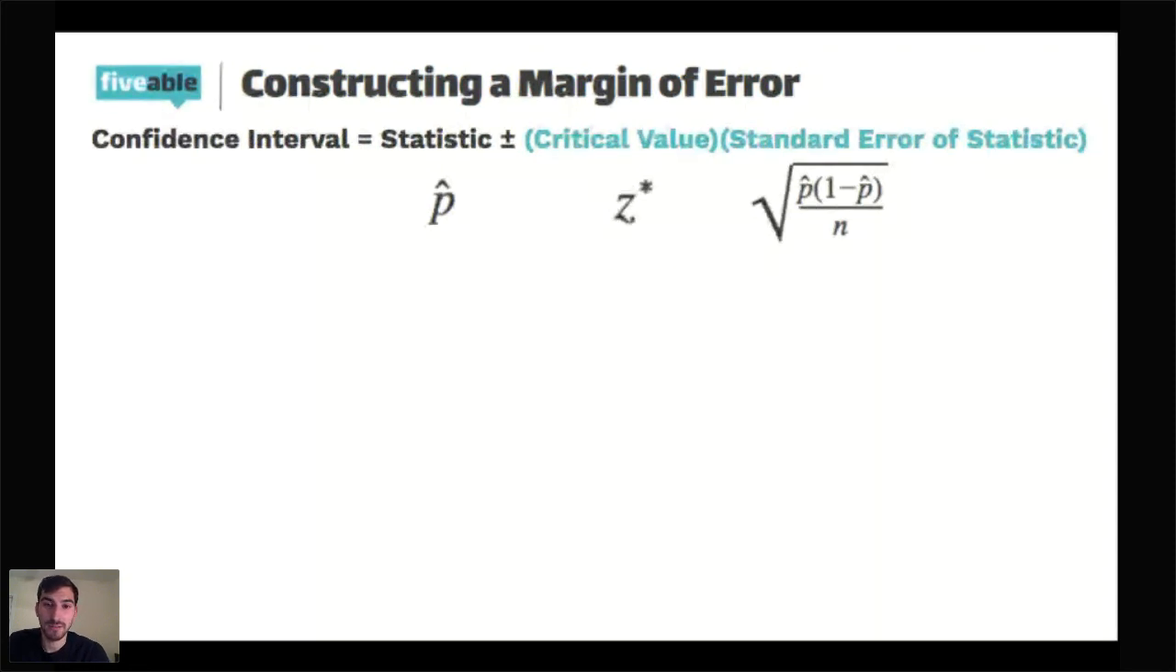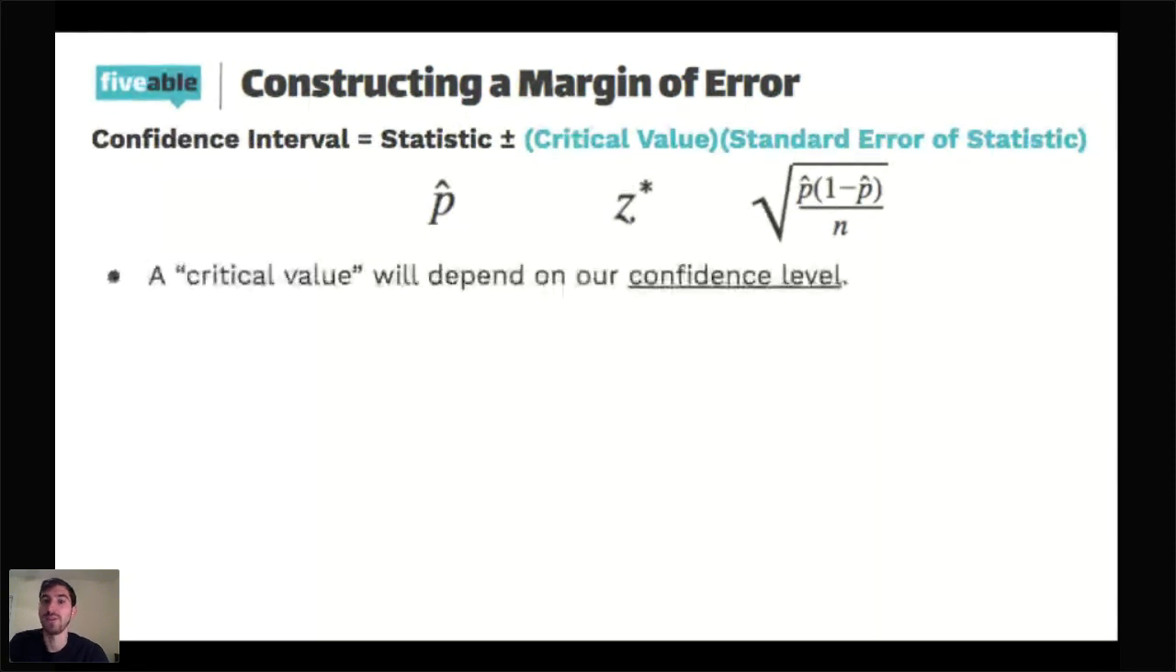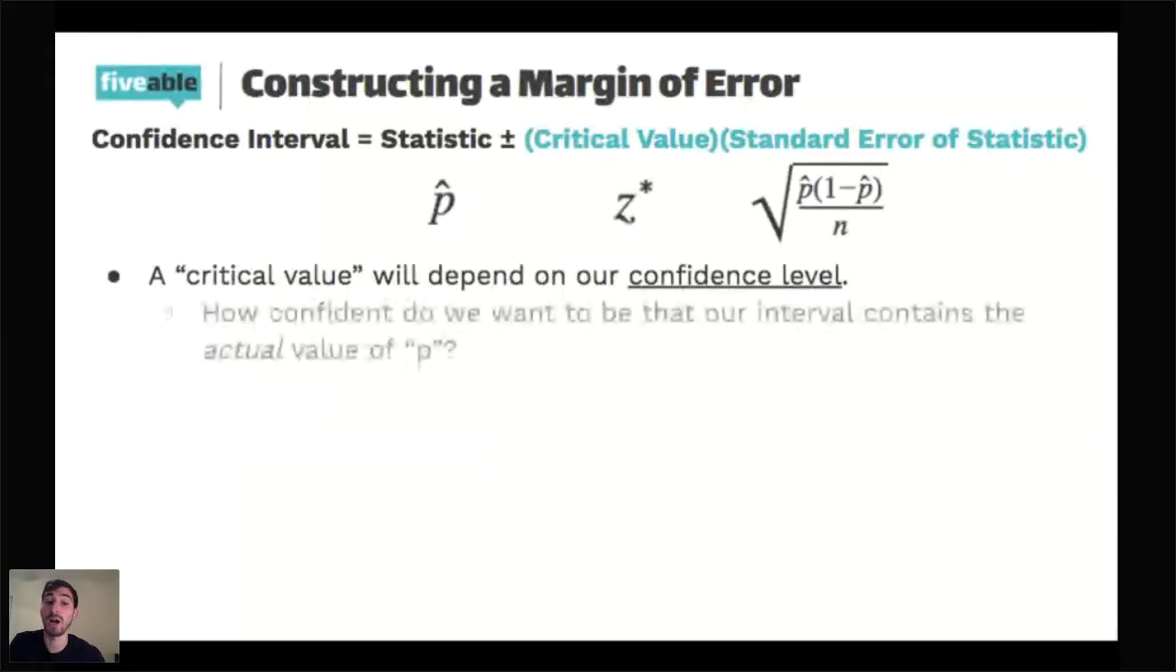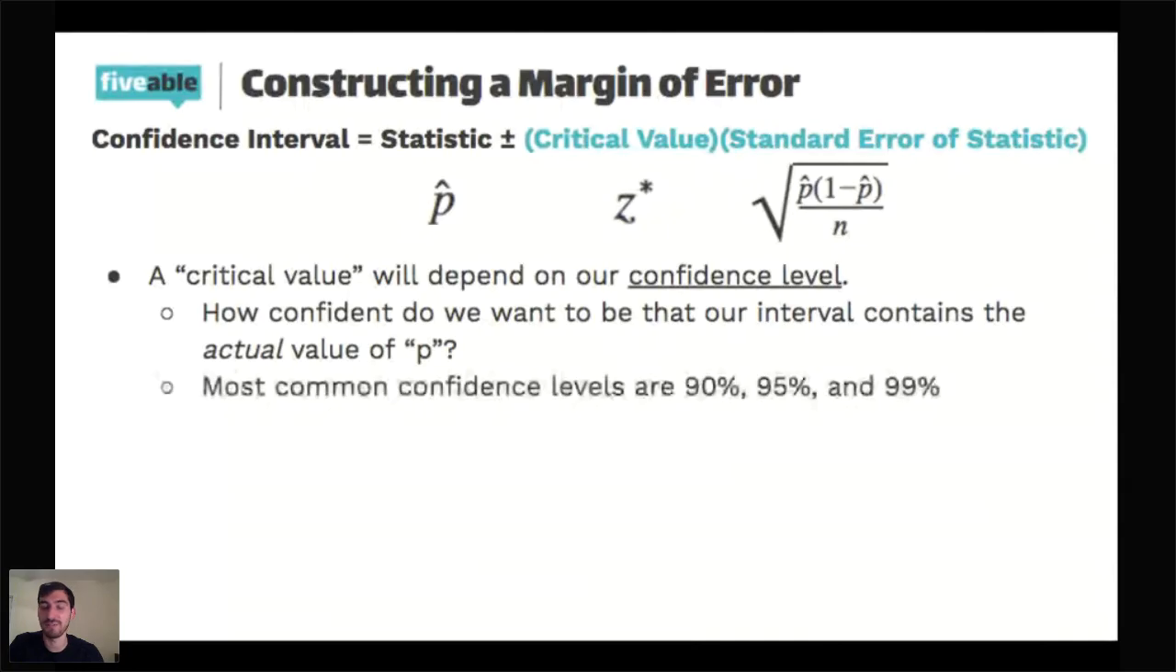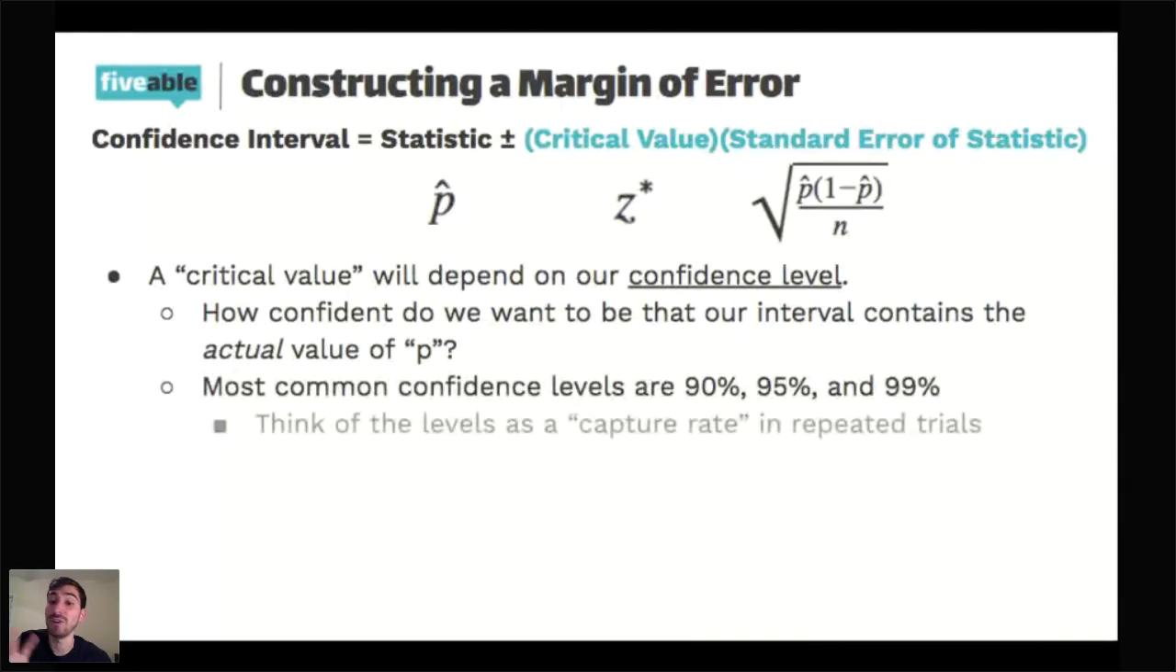A z-star will depend on your confidence level. And the bigger your confidence level, you might be guessing, the bigger your z-star is. We saw on the simulation that the confidence level represents how confident we want to be that our interval contains the actual value of p. The most common confidence levels are 90, 95, and 99. And we know that it's a capture rate. So in repeated trials of sample size, whatever, blank percent of the intervals will contain the true population proportion, population mean, whatever.